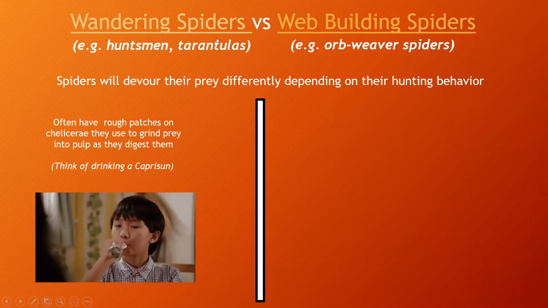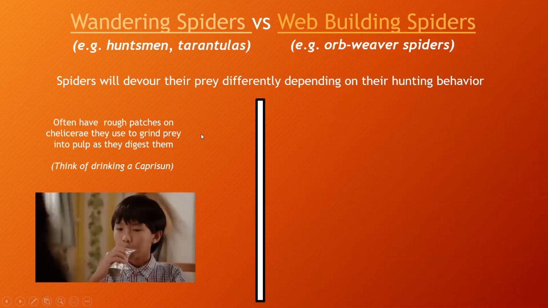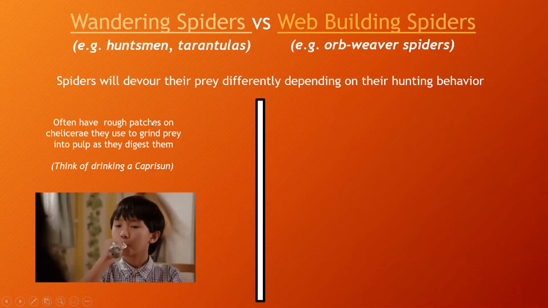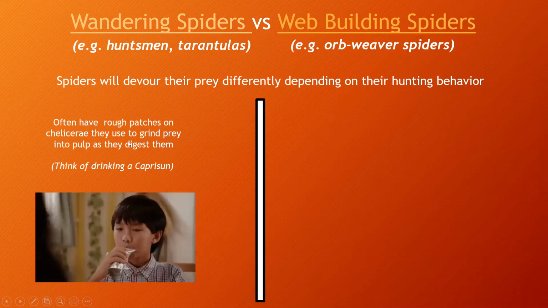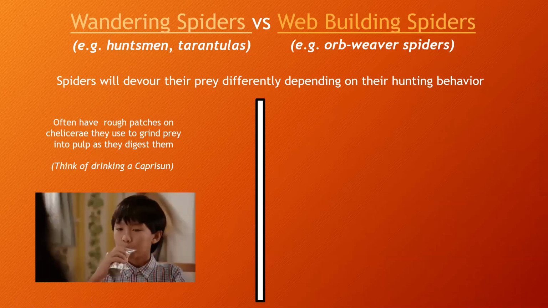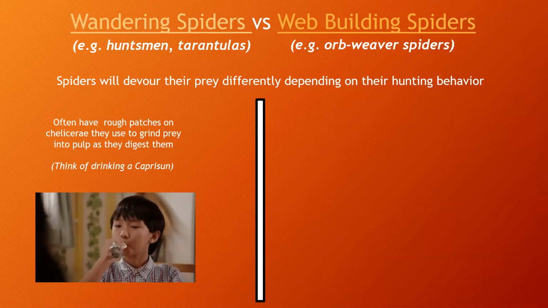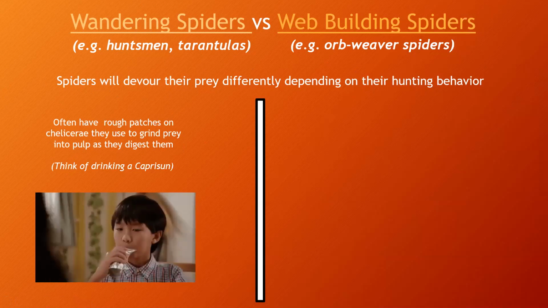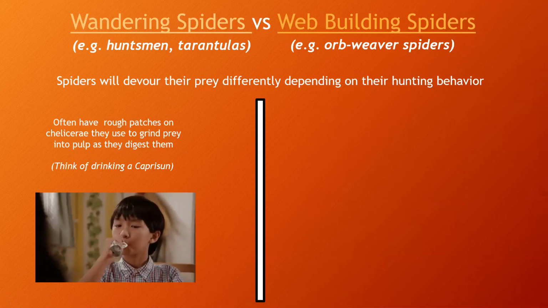Wandering spiders, for instance, often have rough patches on their mouth parts that help to grind prey into pulp as they digest them. So again, think of it as a Capri Sun. Wandering spiders like tarantulas are going to squeeze and crunch their prey into a little ball. Often you won't find a carcass, you'll find just a little nub of what it once was.